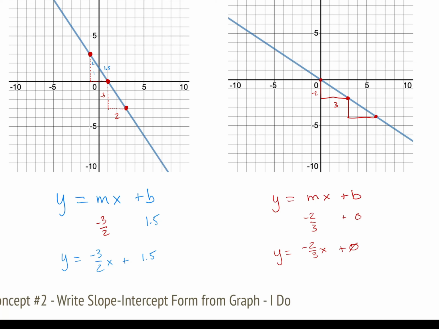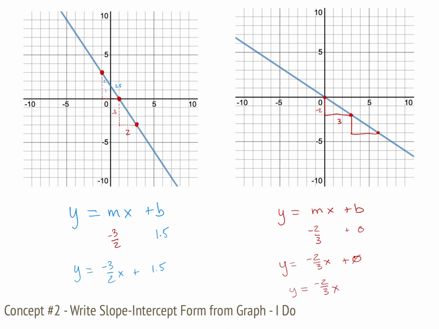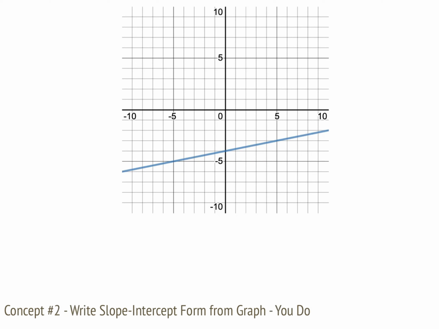Now you don't have to write the plus 0. You can just leave that off and write y equals -2 over 3x. And as a general rule, if you see missing pieces of information like that, assume that that variable would be 0. Okay. Now the next thing I want you to do is, here is another graph function, and I want you to try and write it in its slope-intercept form from the graph.